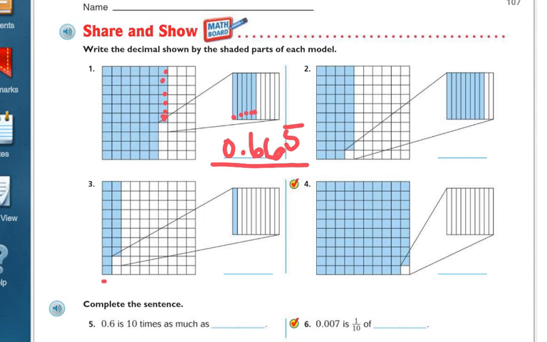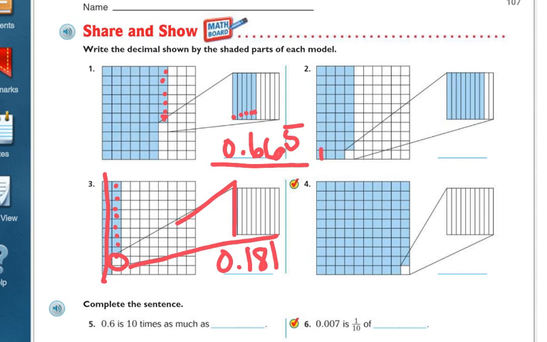Okay, so let's do this model over here. I have one whole, right? So I've got 0.1, and then I have 1, 2, 3, 4, 5, 6, 7, 8. I have 8 there. And then they've taken out this one little square right here, and they've made it so that it's right there. And that's going to be another 1. Okay, so I'm going to have 181 thousandths.